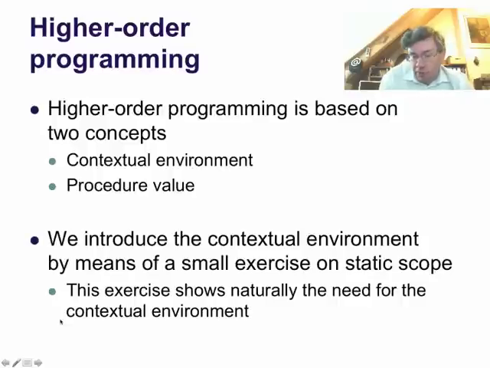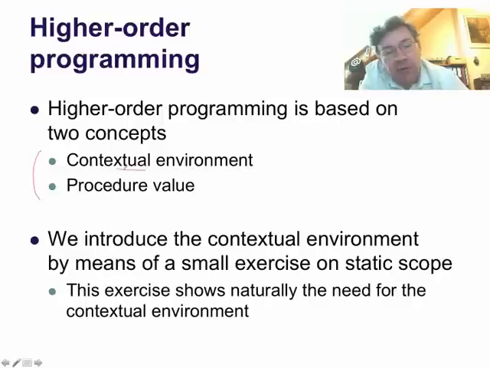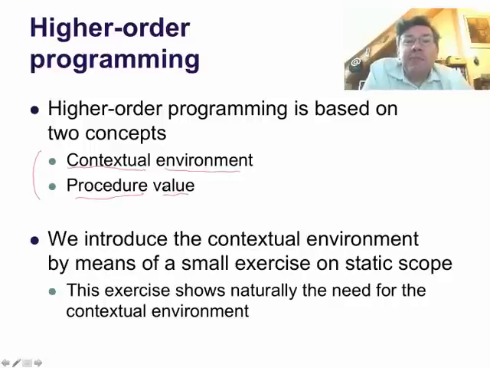So let's first talk about higher order programming. Higher order programming is based on two concepts. First one called the contextual environment, and the second one is called a procedure value. So we'll introduce each of them in succession. We'll first introduce the contextual environment, and then we'll introduce the procedure value, and then we'll show together the power of these two concepts. So let's introduce the contextual environment by means of a small exercise.